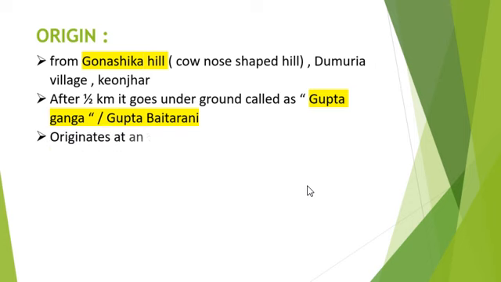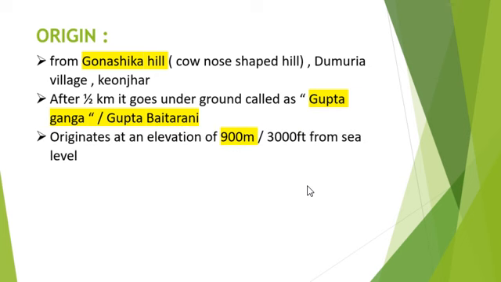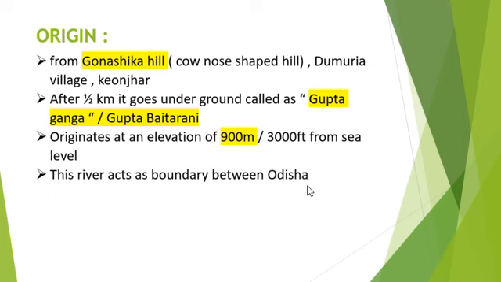Then go to the next point. It originates at an elevation of 900 meters, that is about 3000 feet from sea level. The river acts as a natural boundary between Odisha and Jharkhand.